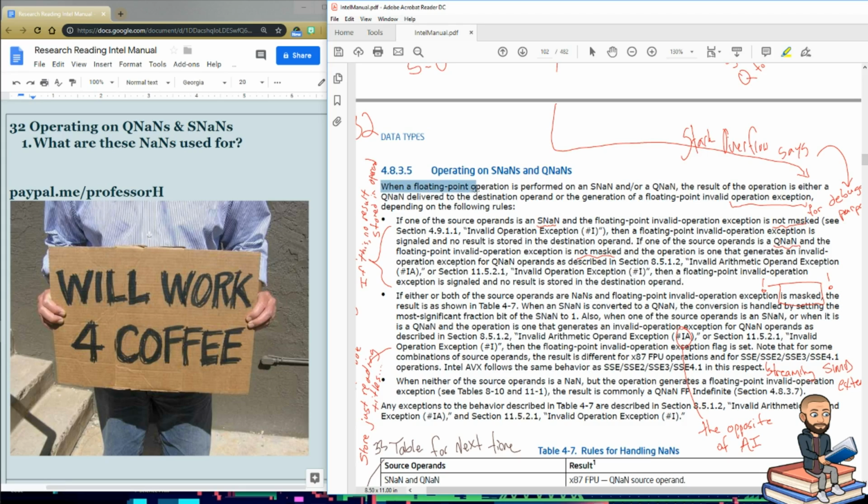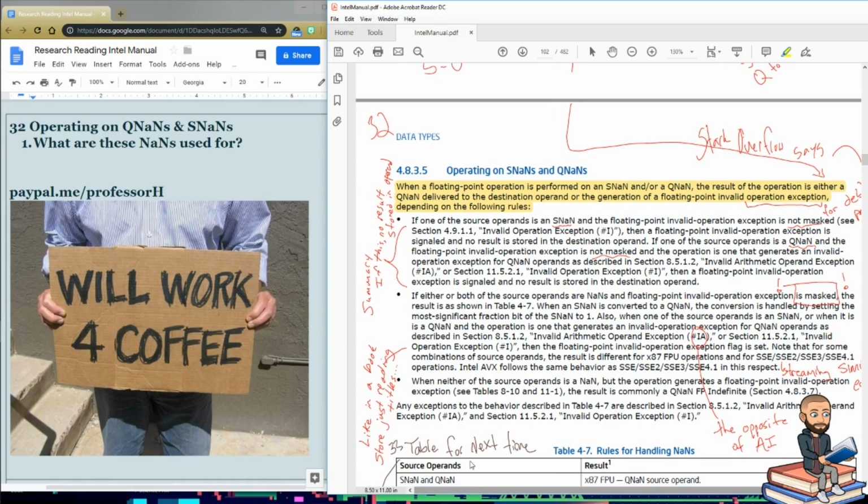So they begin by saying, when a floating point operation is performed on an SNaN and/or a QNaN, the result of the operation is either a QNaN delivered to the destination operand, or the generation of a floating point invalid exception, depending on the following rules. These rules are pretty complex and I've tried to summarize them here. Basically, this first one says that if this happens, then there's no result being stored in the destination operand, okay? So just don't store it. And then this other one reminds me of being in a bookstore where you're just reading the titles. To understand that summary, we probably should get to it.